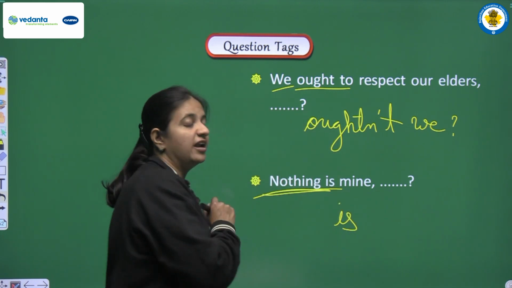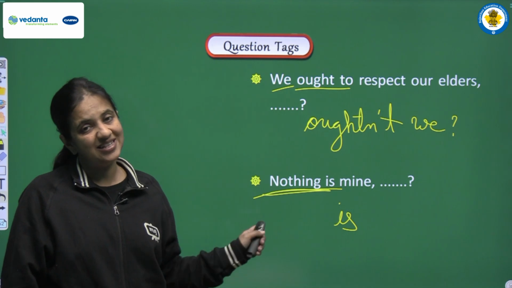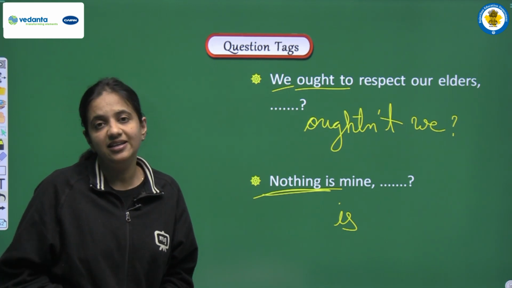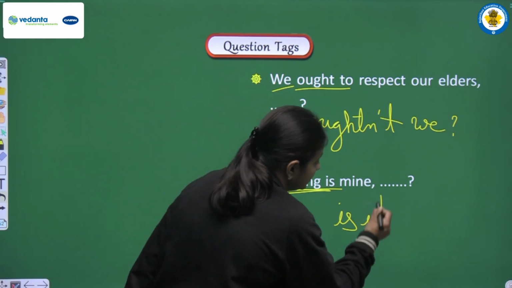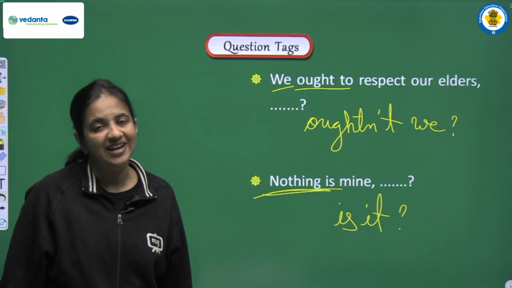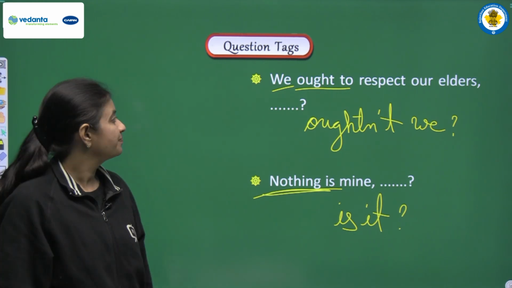Now let's talk about the pronoun. We are having "nothing". We have discussed this thing also, that whenever we are having nothing, something, anything, such words, then the pronoun will be "it". So here our proper question tag will be "is it", and the complete sentence is "Nothing is mine, is it?"